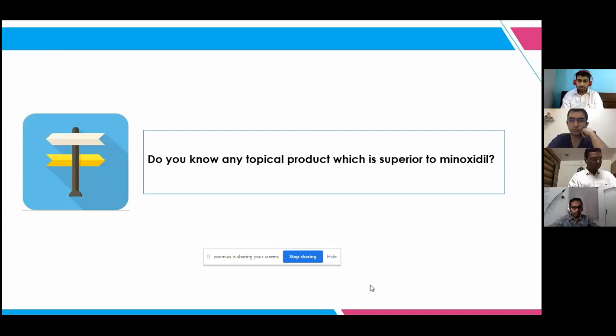Next question goes to Dr. Abhay. Do you know any top product which is superior to minoxidil? So if you ask me, without minoxidil, any other thing, not really.